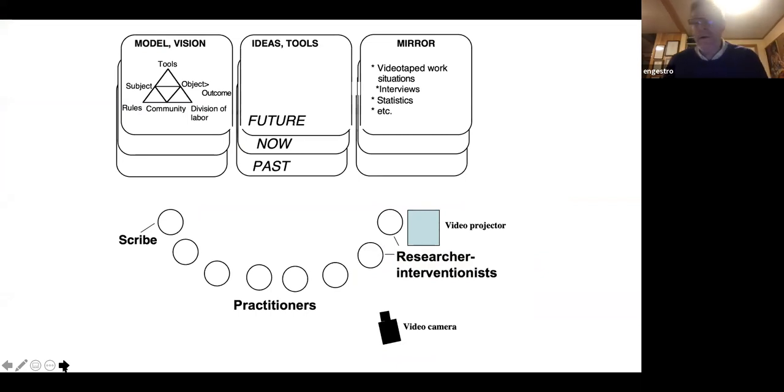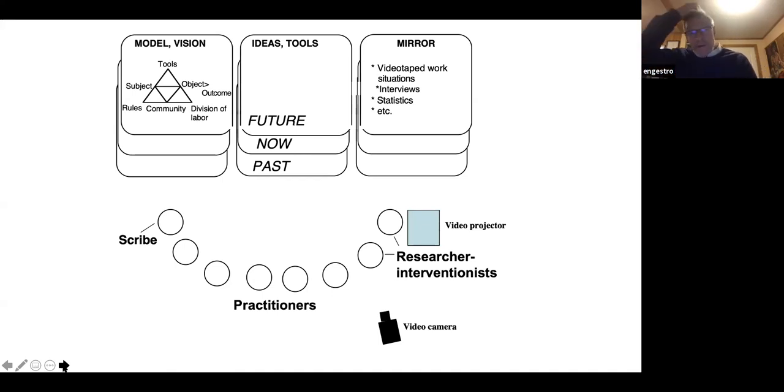Now, this is a simplified image of the layout of the change laboratory space. The practitioners gather together, typically around a table and facing one another, if possible, and also facing the three surfaces. The one on the right is called mirror, in which the mirror data about the troubles, difficulties, challenging situations, conflicts are shown. And the surface on the left, called model and vision, is where the conceptual tools of activity theory, for instance, models of the activity system are presented, used, and manipulated to analyze the examples presented in the mirror.